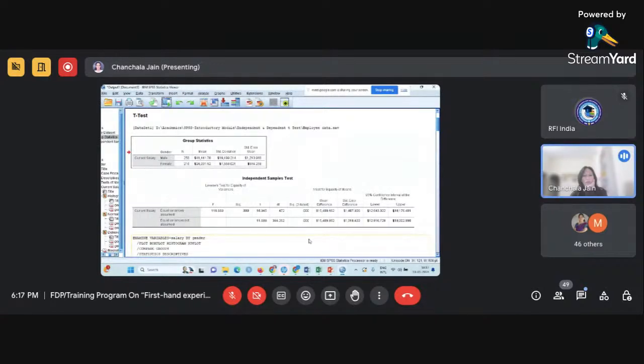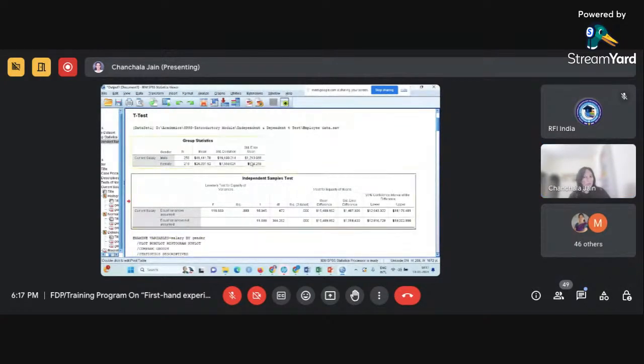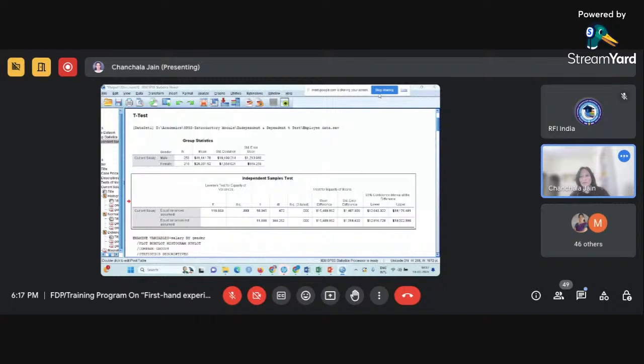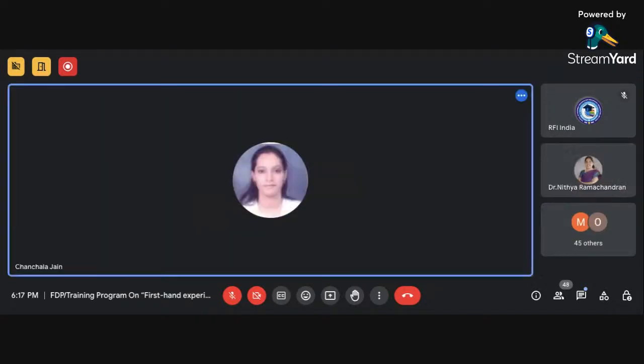Have you got the output, ma'am? May I start explaining now? Nitya, ma'am? No, ma'am. Still, it is showing the same. Okay. Which version of SPSS are you using? Actually, I don't know, ma'am. I've been having this for a long time. Is it possible for you to share the screen? Yes, ma'am, I can. Give me a second. I'm stopping sharing my screen. Now you can share.